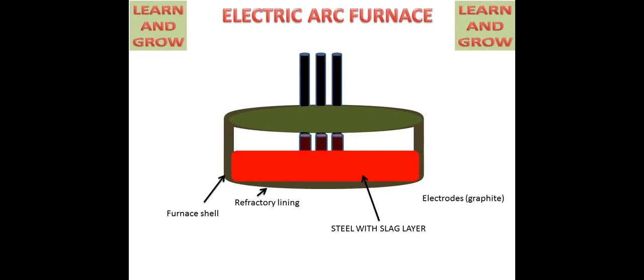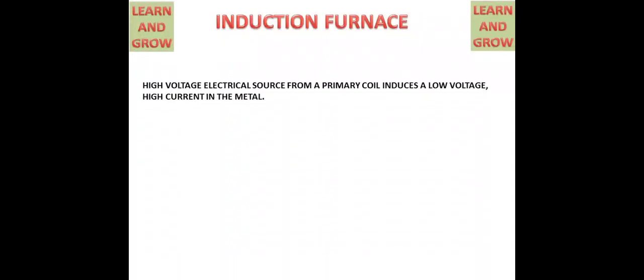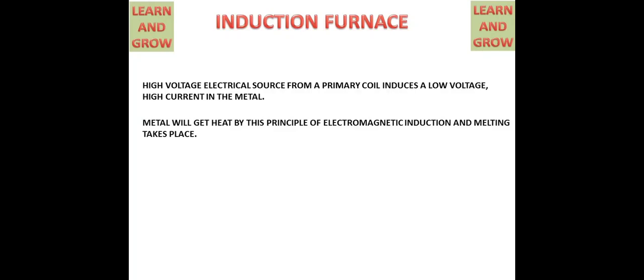Today we will discuss induction furnace parts and its working. When a high voltage electric source in a primary coil induces a low voltage, high current in the metal, it is called induction. The metal gets heated by this principle, which is also called electromagnetic induction, and melting of the metal takes place.